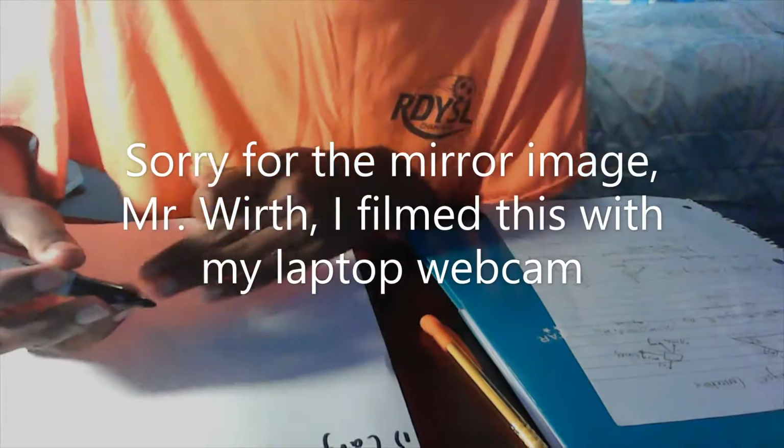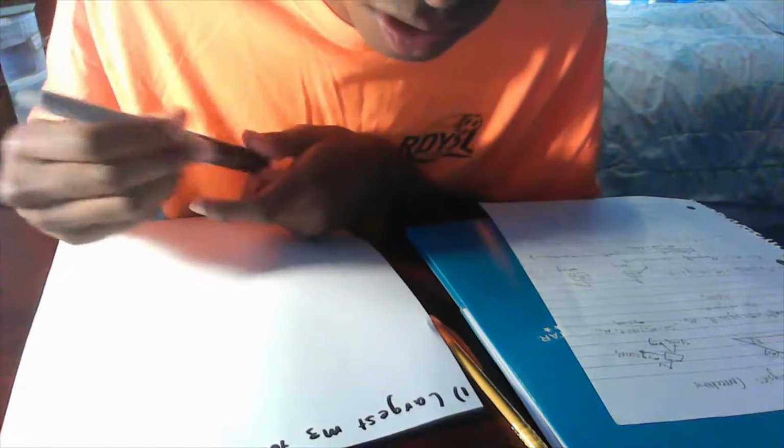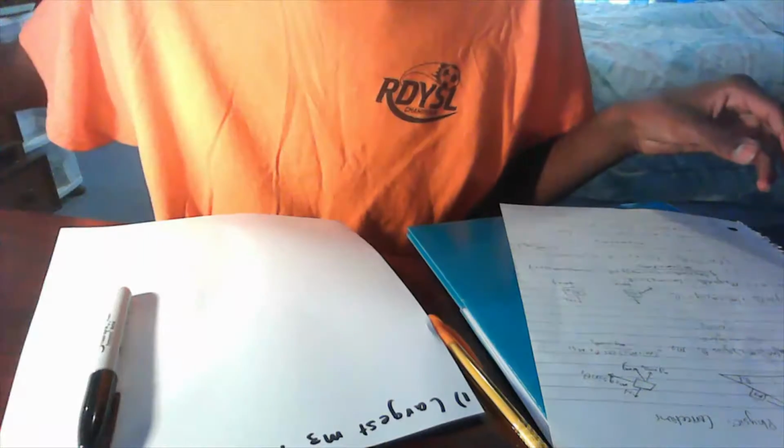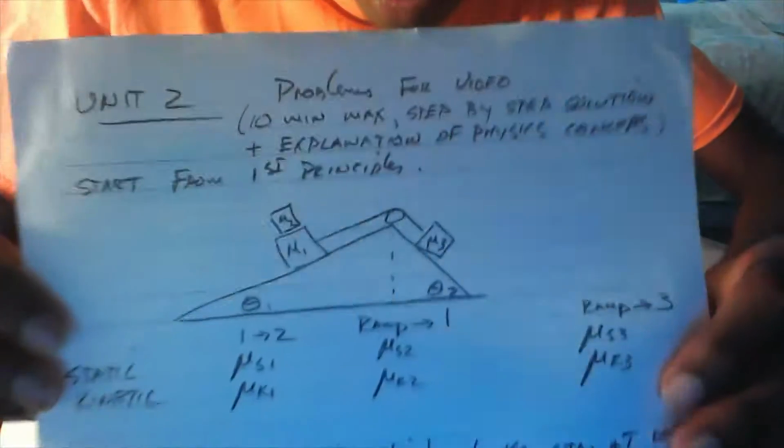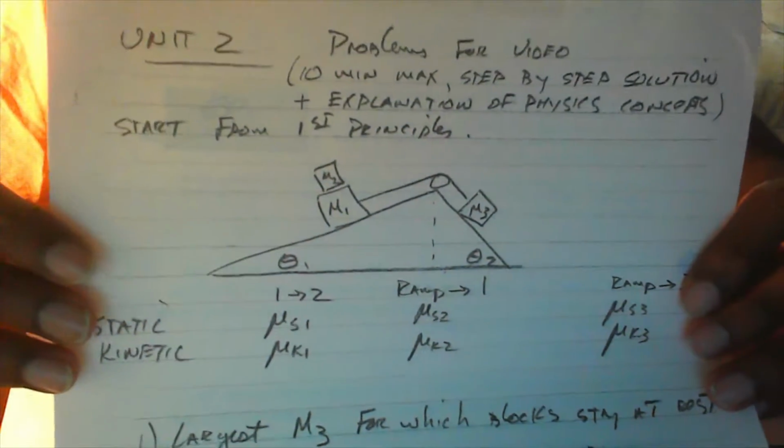Okay, hello. This is the physics corrections for the chapter 2, unit 2 test. First we have a few questions that we are going to go over. The first one is this diagram. It's in backwards, so you can get a general sense.